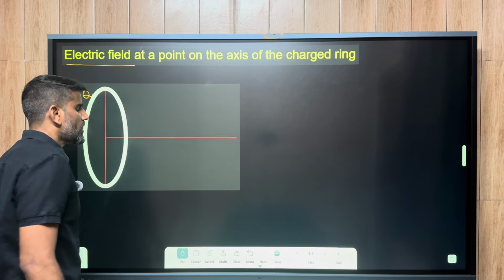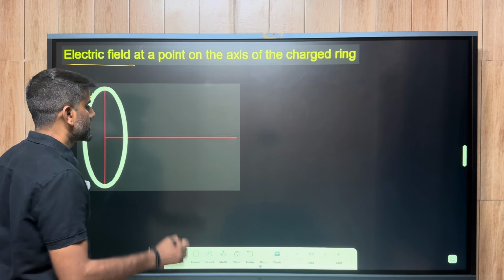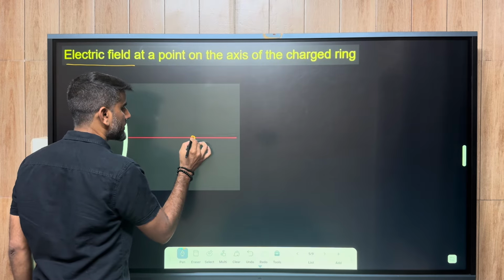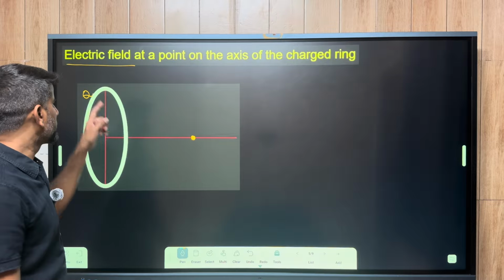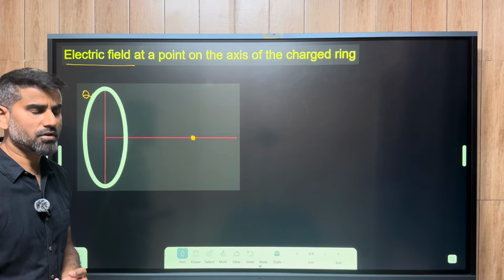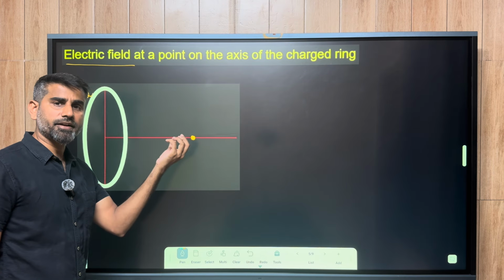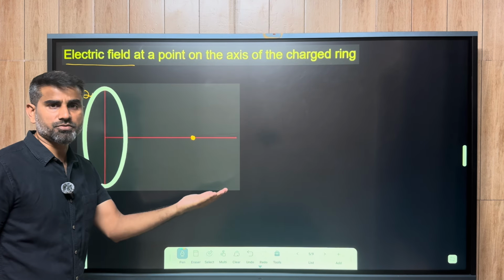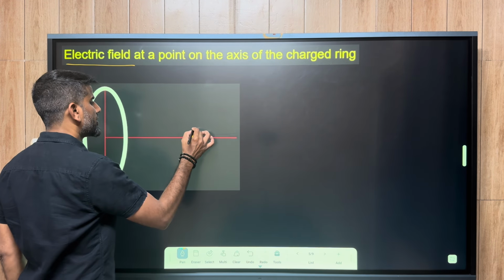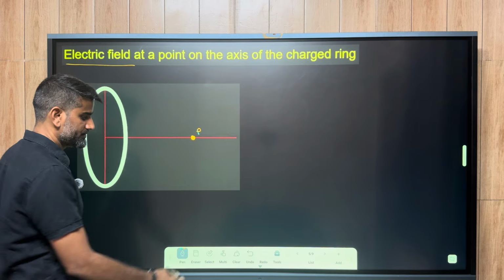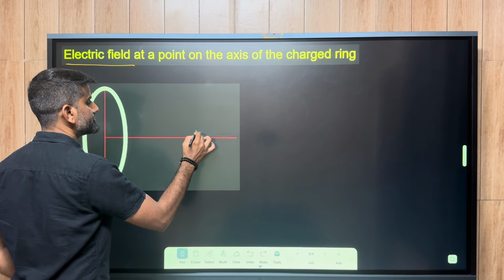Now, as per the title, I need to consider a point on the axis, so I'm going to consider a point somewhere here on the axis of the ring. The ring is positively charged. You can take negative charge as well, but then the direction of the electric field would be opposite to the positive charge case. Let this point be P.